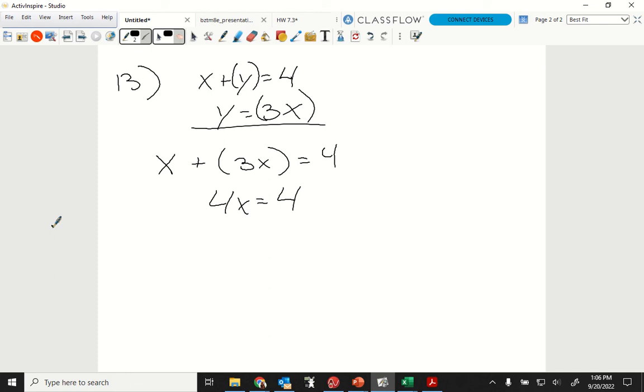Listen, right here. So we're trying to get x by itself. So what am I going to do to the x to get it by itself? Divide by. Yep. x is 1. So I'm going to replace my x up here with what number?